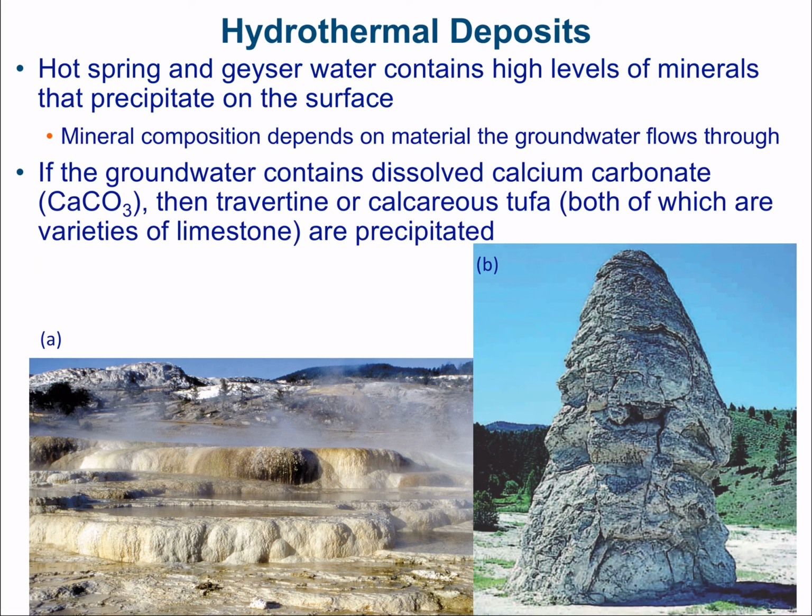Your hot springs and your geysers do contain a lot of minerals that will precipitate at the surface. It depends on what material that groundwater is actually flowing over. If that groundwater contains calcium carbonate, then you're going to see some travertine or calcareous tufa. Both are basically varieties of limestone that get precipitated. In picture A, you're seeing travertine. In picture B, you're seeing a silicon dioxide deposit.